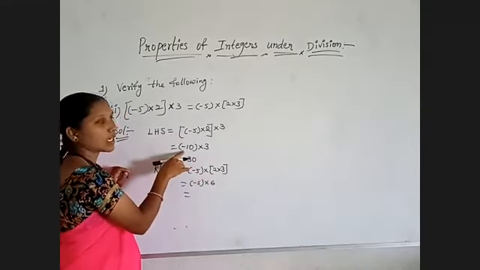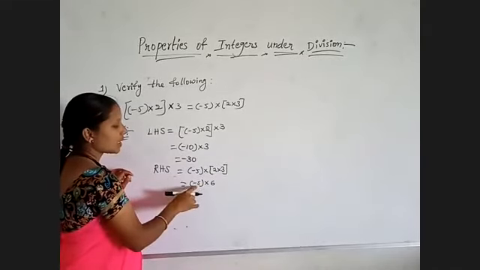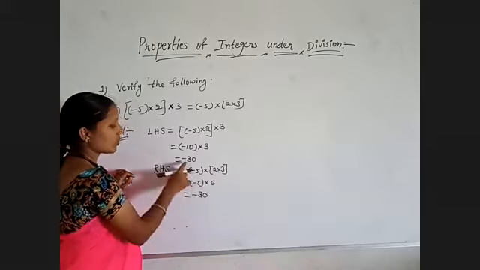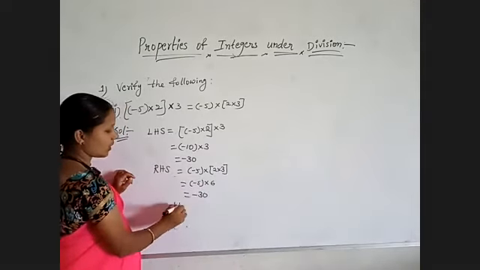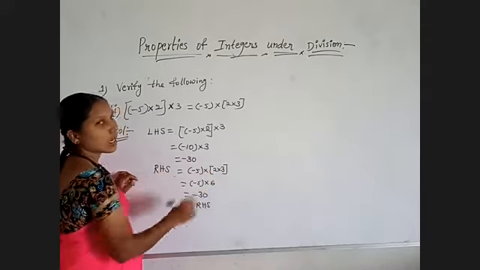Whenever I am getting a negative number, I am keeping the bracket. Now coming to this, minus into plus minus, 5 6s are 30. So minus 30 and minus 30, both are equal. That means whatever they have shown is correct. LHS is equal to RHS.